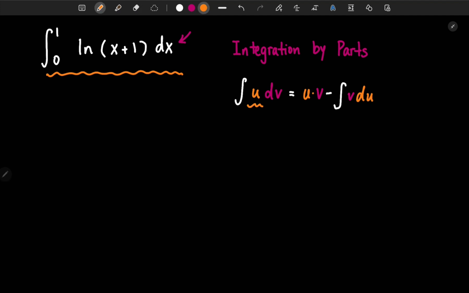For this question, let's set our u to be ln of x plus 1. Our dv here is going to be dx. Then we will get du, which is a calculated value, the derivative of u, which is 1 over x plus 1. Here we have dv equals dx. So our v, when we take the integral of dv, the integral of dx, is going to be equal to x.